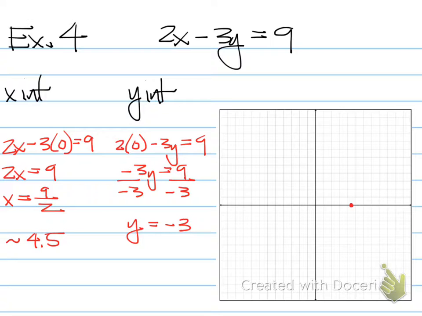So again, when we plot the x-intercept, there should be a point between 4 and 5. And then for the y-intercept, we should have a point at negative 3 on the y-axis. Once you have your 2 points, draw a line through those 2 points, and we have our graph.